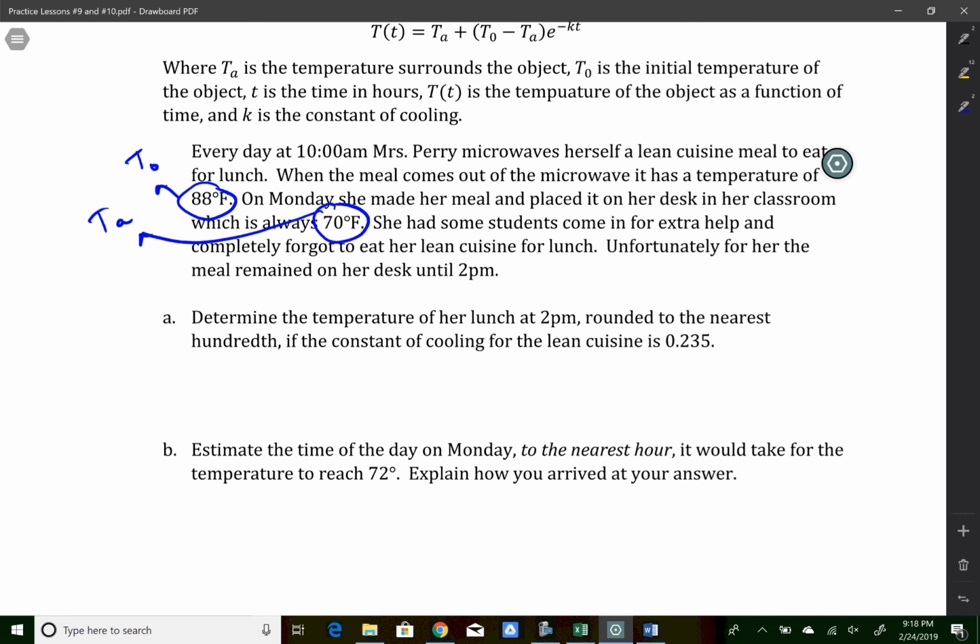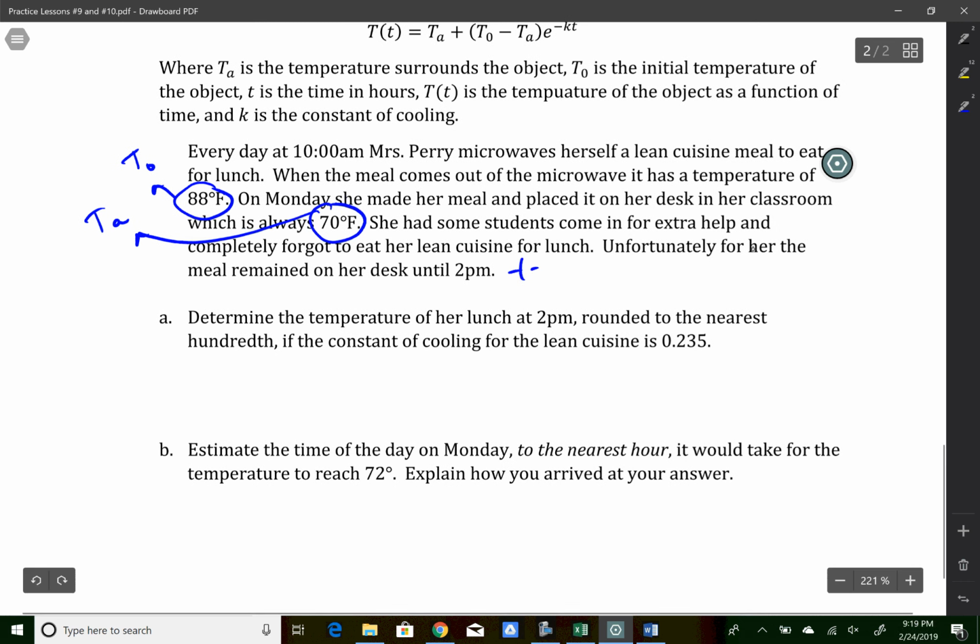It then says, well, unfortunately, she had some kids come in for extra help and she forgot to eat her lunch. So essentially, her lunch is sitting on her desk from 10 a.m. until 2 p.m. So from 10 a.m. to 2 p.m., that's a total of 4 hours. So we have almost everything we need to be able to determine the temperature of Miss Perry's Lean Cuisine after that 4 hours of sitting on her desk.